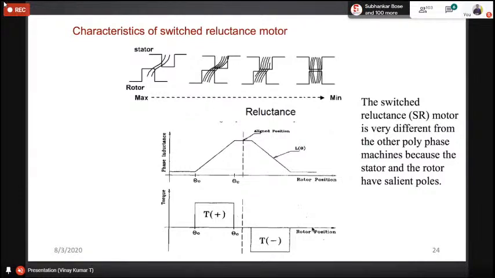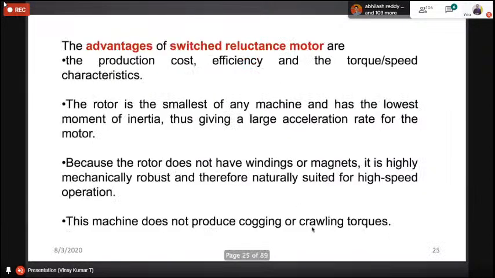Because of this discontinuity of the generated torque, what is the drawback? You will get a ripple component. If torque is uniform, then the rotor will rotate very smoothly. Because of this discontinuous operation in the torque, ripples are more in SR.